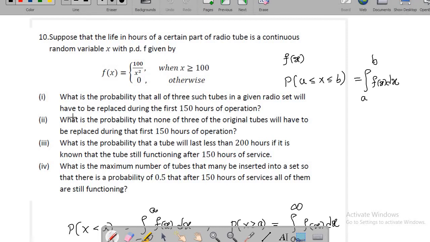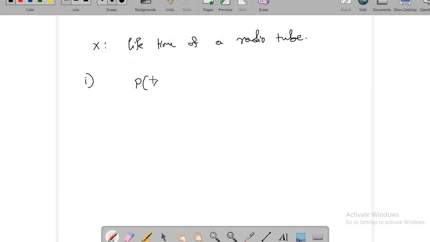So they are asking what is the probability that it is going to be replaced during the first 150 hours? If you want to replace it during the first 150 hours, it means it should fail before 150 hours, isn't it? It means the probability that x is less than or equal to 150. This is what they're asking. You can take strictly less than, not an issue.